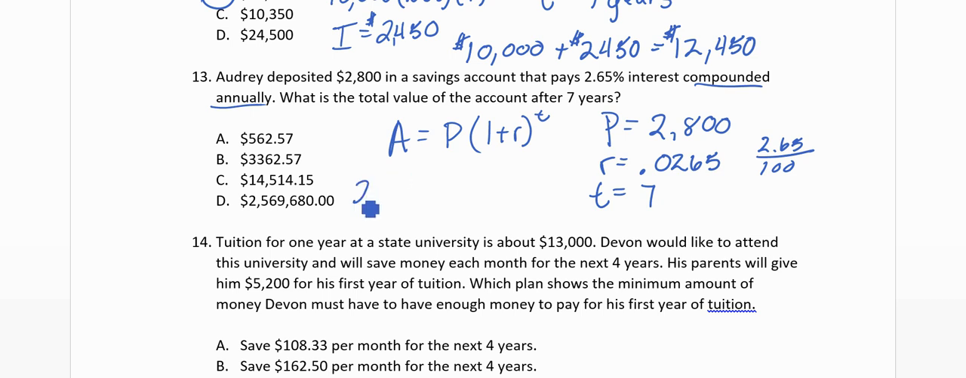So in my calculator, I'll type 2,800 parentheses 1 plus 0.0265, and then make sure to raise it to the power of 7. Okay, so when all of that is typed in our calculator, we should get B.